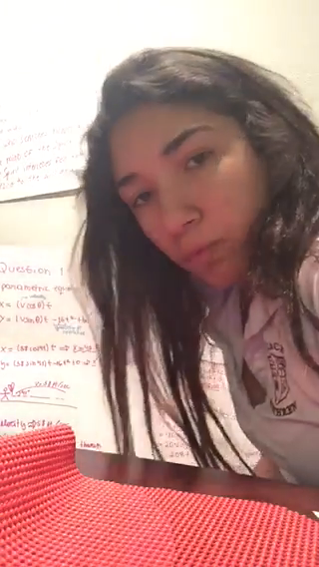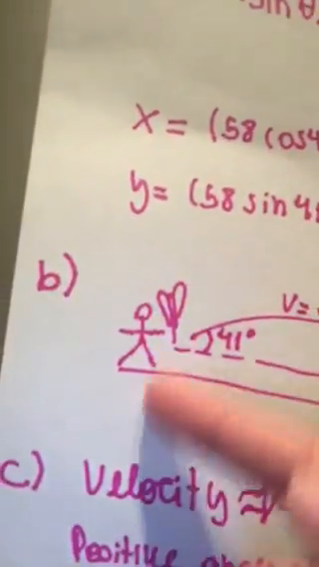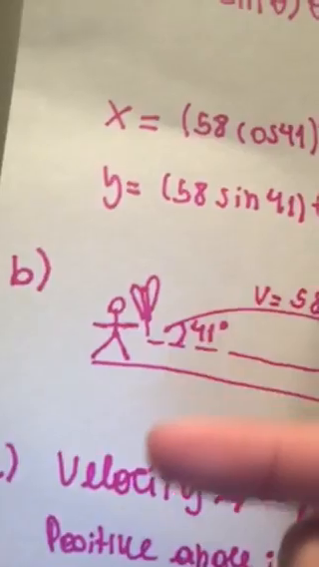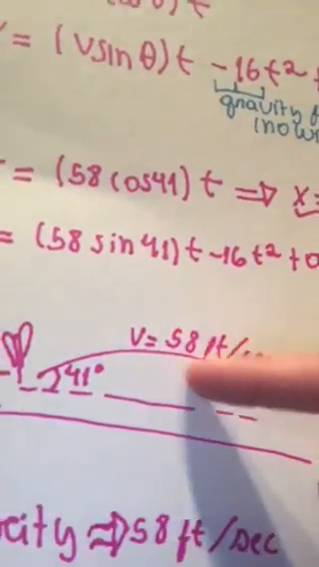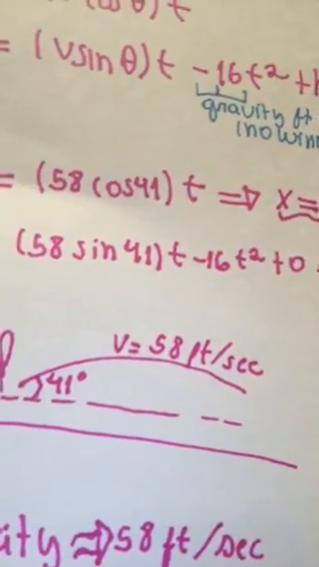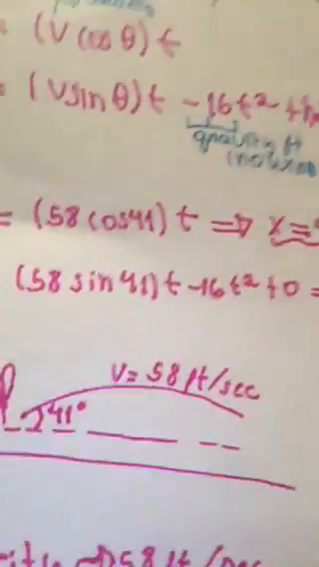And then the drawing that I did is really easy. It's throwing a dart, right? So I put a little dot here with the dart, and then if it goes all the way like that, I put velocity equals 58 feet per second and 41 degrees, okay? So the graph is letter B, okay?